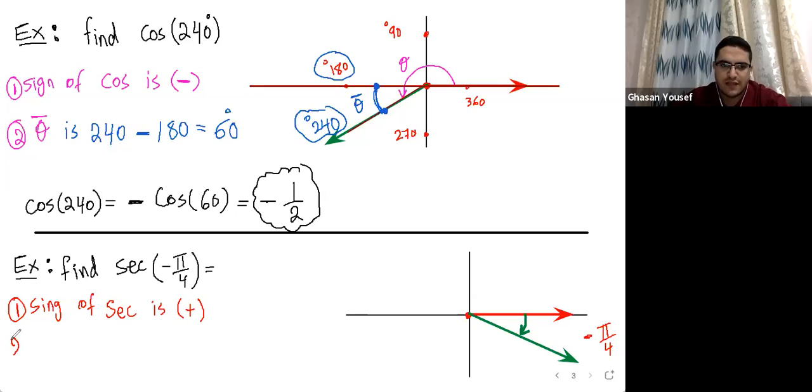Now step number 2: what's the reference angle? The reference angle is the acute angle between the x-axis, this is my x-axis, and the terminal side, this is my terminal side, the green one. So it would be from here to here. This is my acute angle, the reference angle. What's the value of the reference angle here?